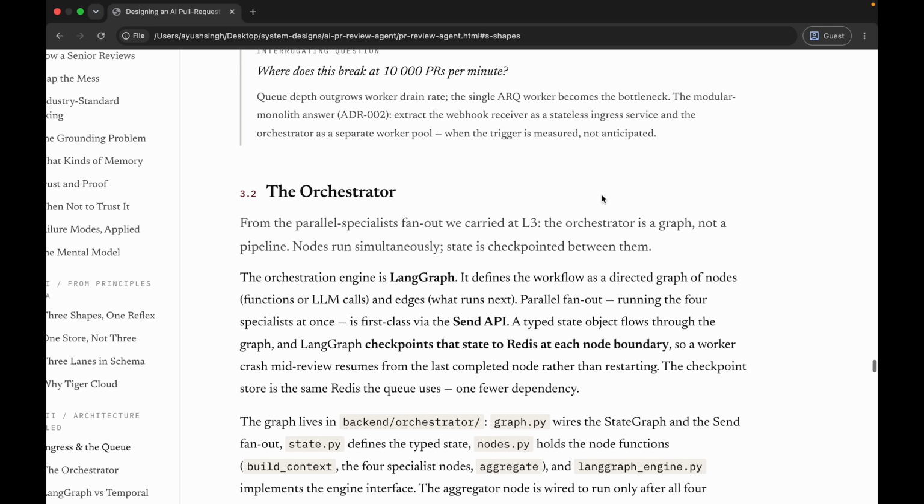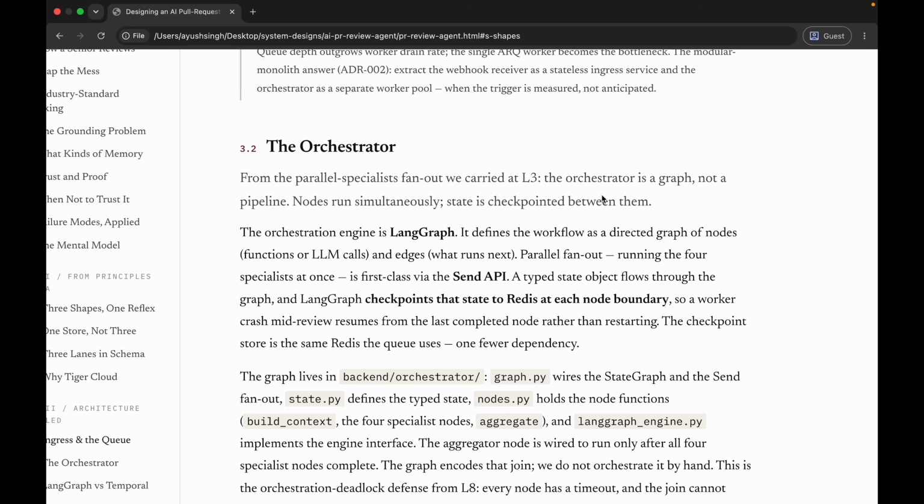So what does this orchestrator do? We are using an orchestration platform known as LangGraph. Why are we using LangGraph as an orchestrator system? Basically, the orchestration engine defines the workflow as a directed graph of nodes, which are functions or LLM calls, and edges, which define what runs next.